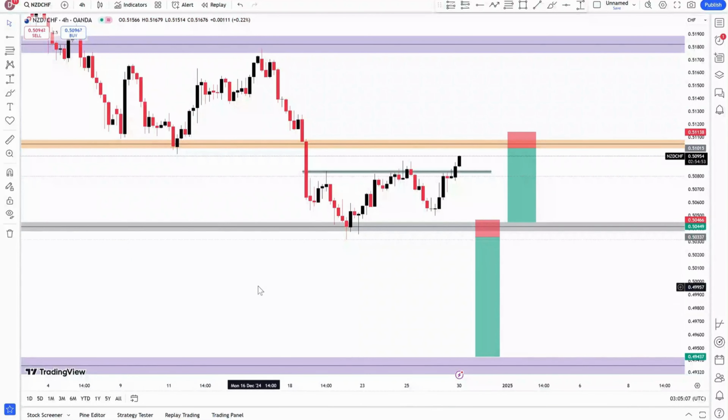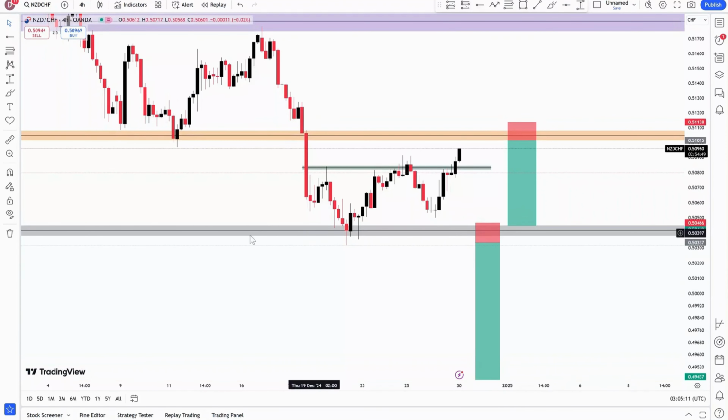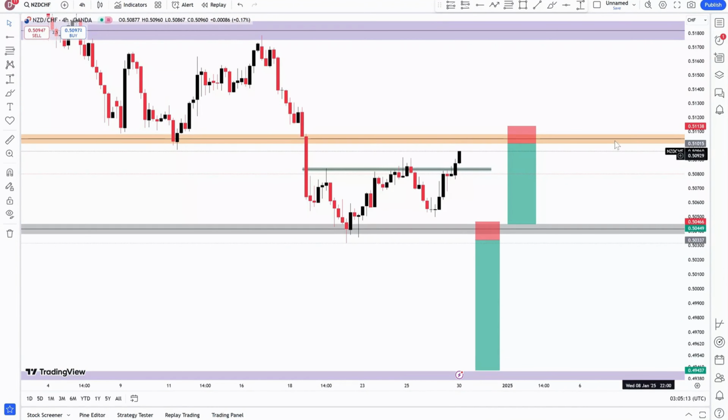So guys, we are in the 4 hours time frame now. So from the 4 hours time frame, what can we see? Remember, this is still our monthly zone. This is still our weekly zone.